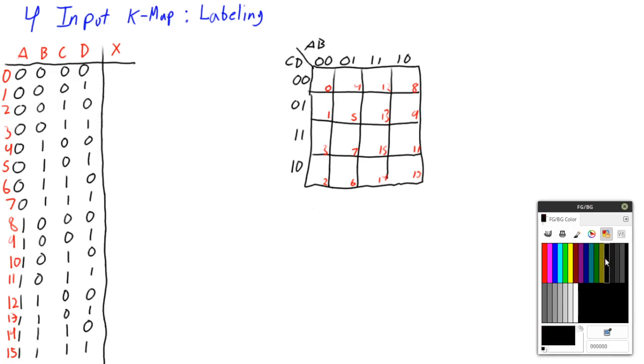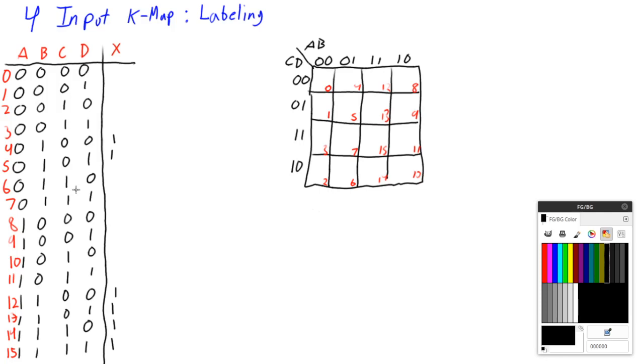So let's go ahead and finish this problem here. So let's say we've got 4 is a 1, 5 is a 1. What else do we got? 12 is a 1, 13 is a 1, 14 is a 1, 15 is 1. And we're going to assume that the rest of them are all zeros.